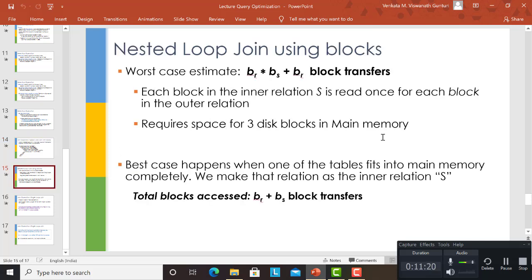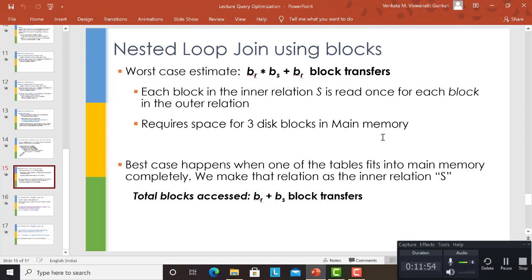So the third block, the mm3 location, typically stores the temporary results, right? When you're joining R1 with S1, some tuples do get matched, and they will be part of your result. Those results are temporarily stored in your location mm3, and as and when mm3 gets filled up, you write it onto disk, right?